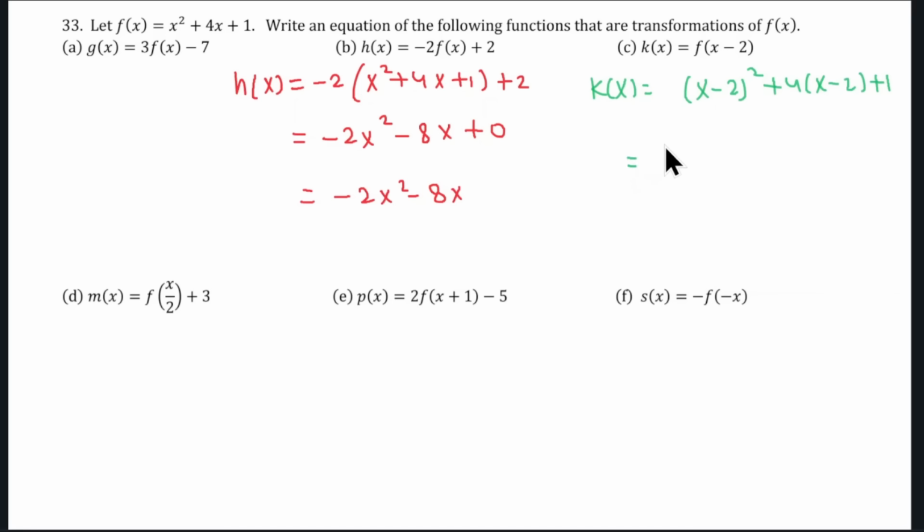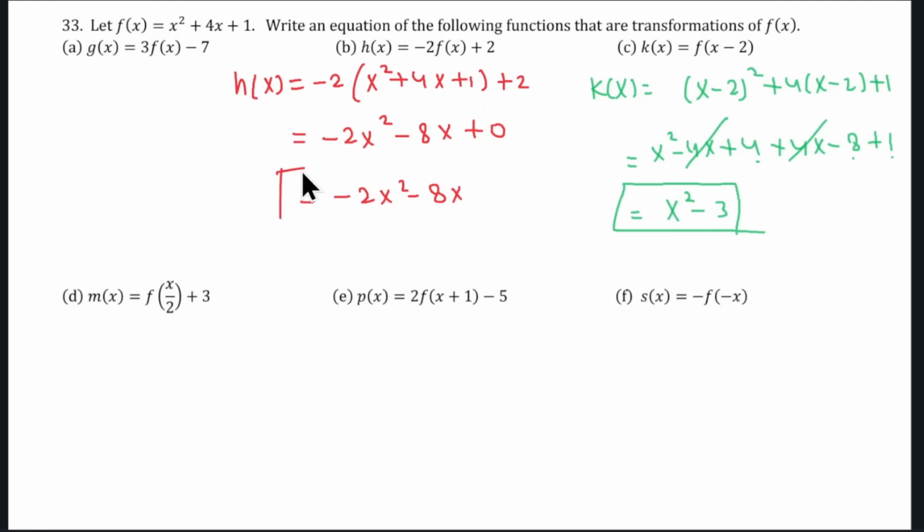So that's going to be, I mean, you can open this up. This will look like x squared minus 4x plus 4. This will be 4x minus 8, and this will be plus 1. So minus 4x plus 4x is gone. 4 plus 1 is 5. 5 minus 8 is negative 3. So x squared minus 3, that's the final function over here.